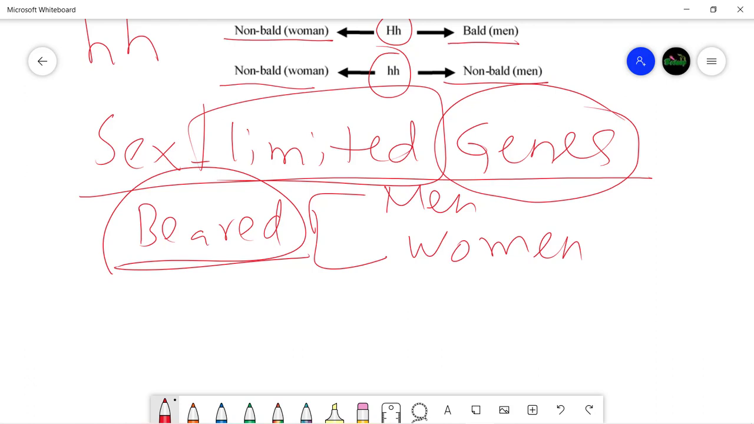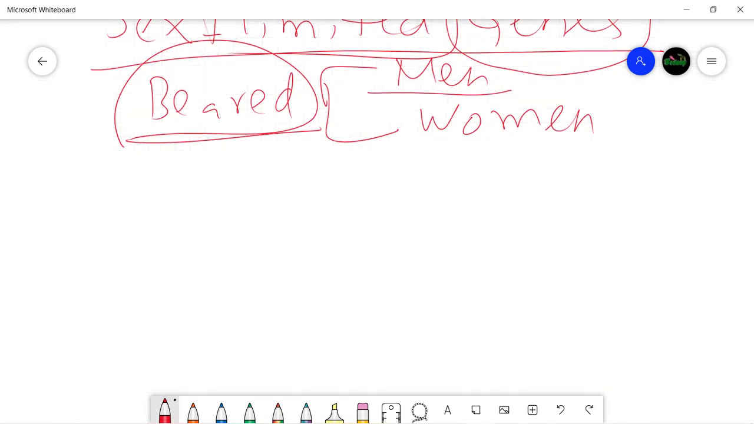It is not that in certain cases women would bear a beard, or they might develop a beard. It is not the case. They are beardless throughout their lives. But men develop a beard. So let's see an example of sex-limited genes from poultry, that is, chicken.